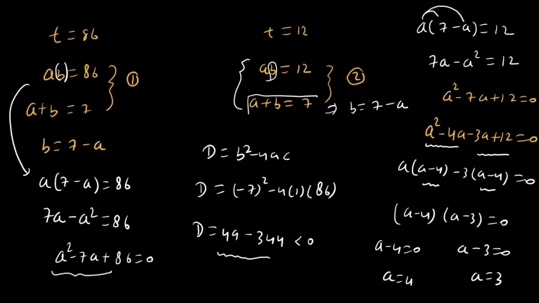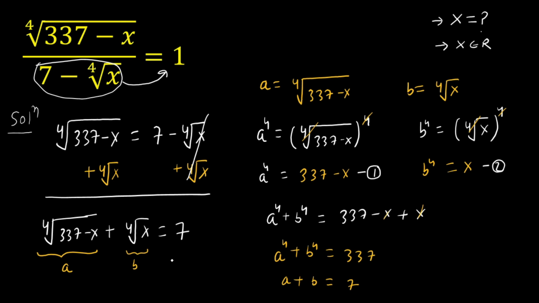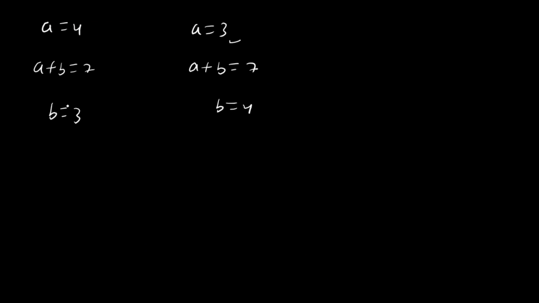Now we have a = 4 and a = 3, and a plus b is 7. If the value of a is 4, then the value of b is 3, and if the value of a is 3, then the value of b is 4. We know that b is the 4th root of x. So the 4th root of x equals 3, and the 4th root of x equals 4.